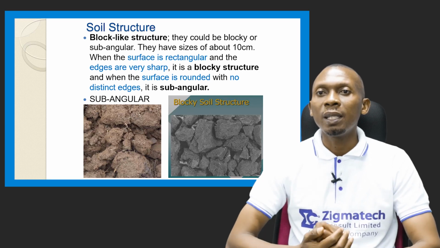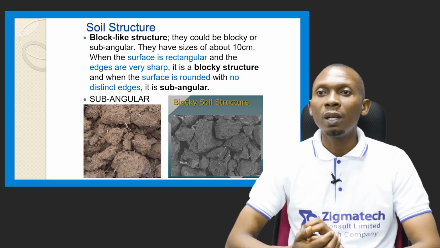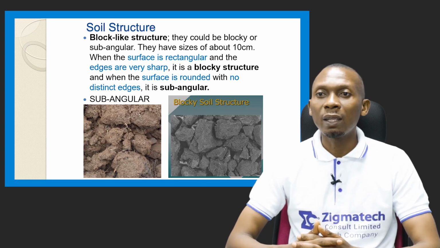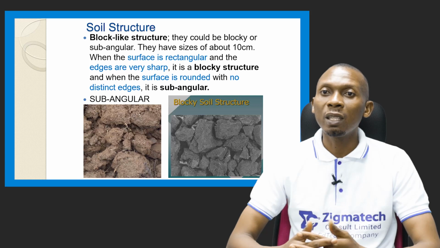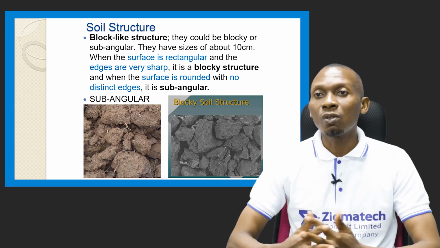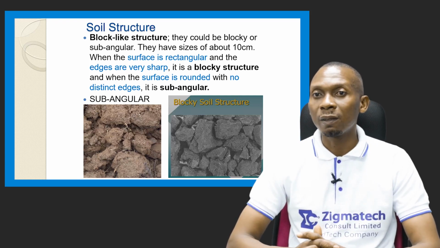Block-like structure is another type of soil structure, and here the structures could be blocky or subangular. So there are two types here. We have the blocky or the subangular, and they both usually have the size of about 10 centimeters.